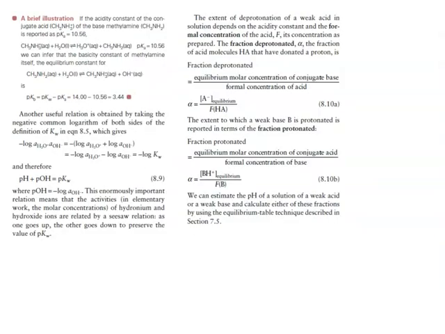Another useful relation is obtained by taking the negative common logarithm of both sides of the definition of Kw, equation 8.5, which gives us the following. And this simplifies, of course, to a very common relationship where pH plus pOH equals pKw, where pOH equals the negative log of the concentration of hydroxide. This is an enormously important relation. It means the activities, in elementary work the molar concentrations, of hydronium and hydroxide are related by a seesaw relationship. As one goes up, the other goes down to preserve the value of pKw.